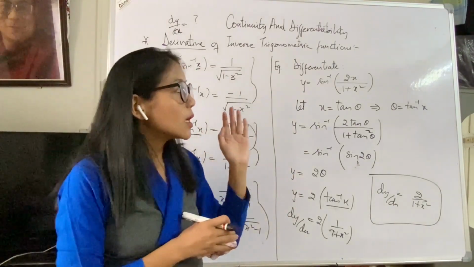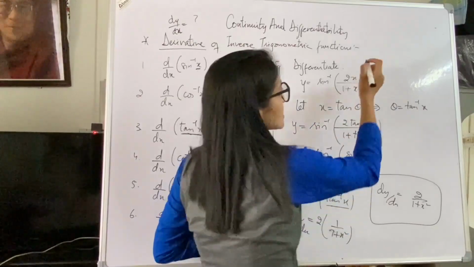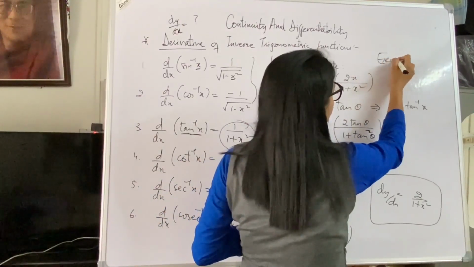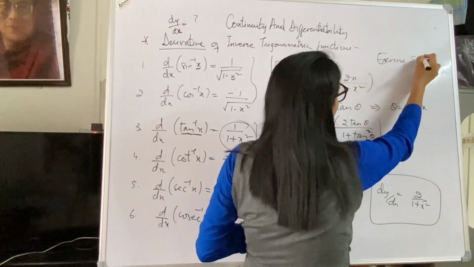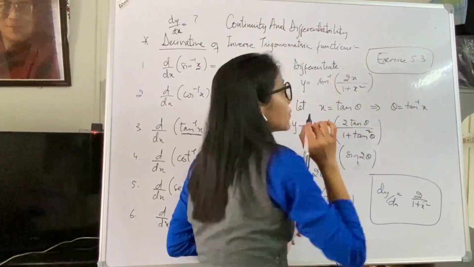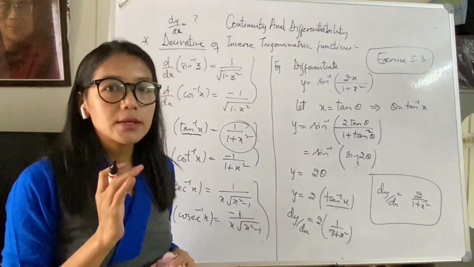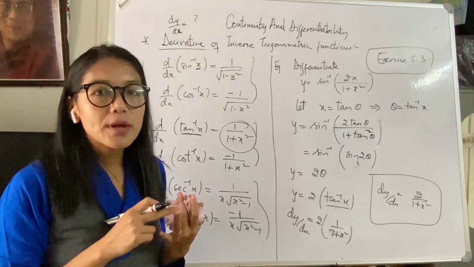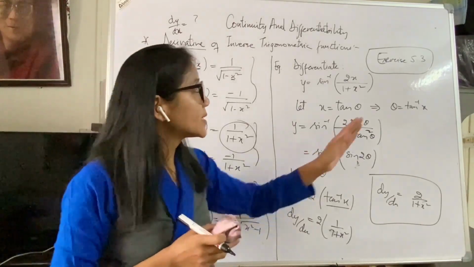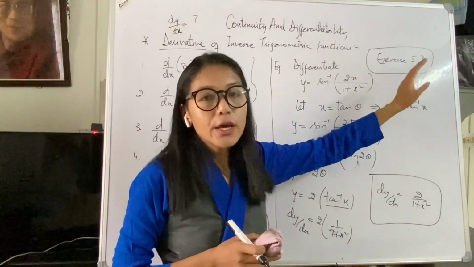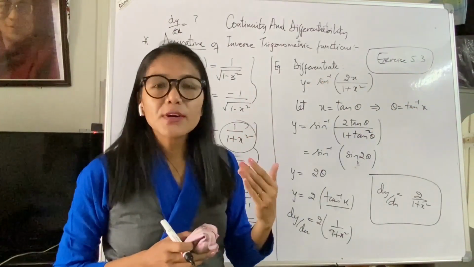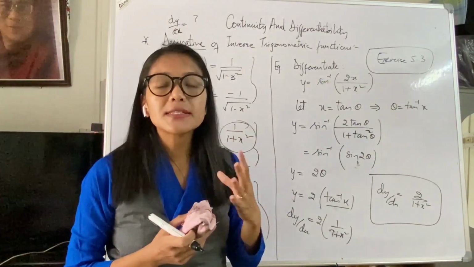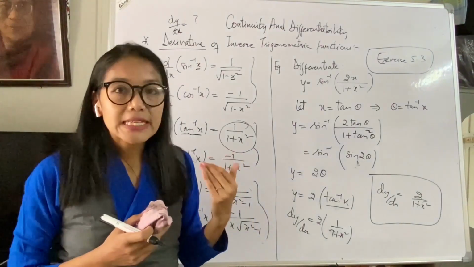Today you will do exercise 5.3, which is on finding the derivative of implicit function and inverse trigonometric function. So today you will complete this exercise 5.3. Implicit function is quite simple, just a generalization of the explicit function.